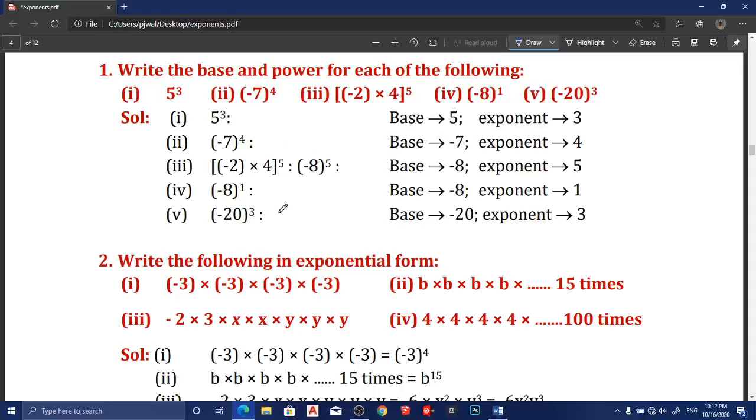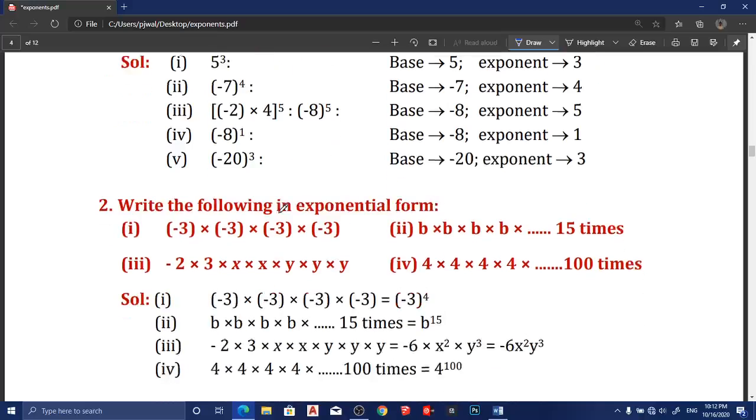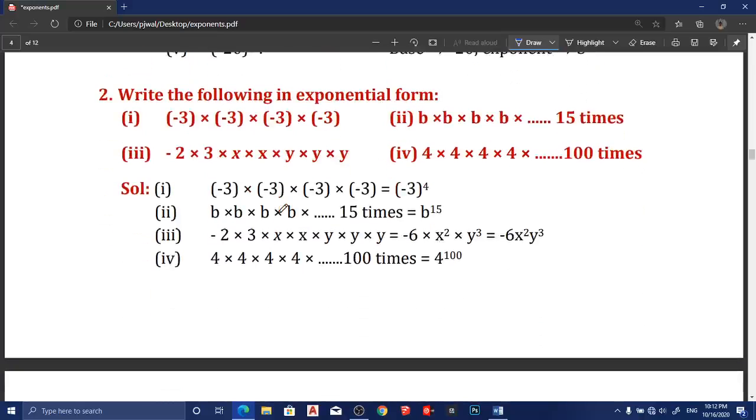Next, write the following in exponential form. I already explained how to write this. You see, minus 3 into minus 3 into minus 3, how many times are you multiplying? Count: 1, 2, 3, 4. Just write that 4 as the exponent. So minus 3 raised to the power of 4.